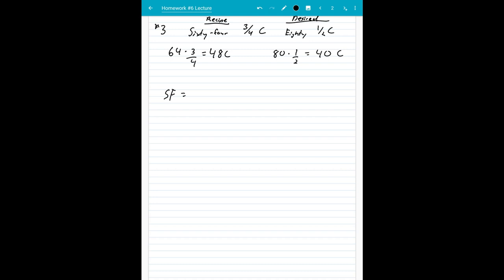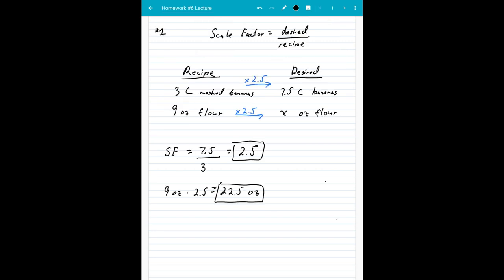Now what we need to do is go ahead and divide it out. So our desired over our recipe. They're both in cups, right? They're both in cups, so we're set. 40 divided by 48 ends up making, this question's a multiple choice question, you get to choose one, 0.83. It'd be 0.83 repeating, but 0.83 is close enough. Now notice that scale factor is lower. The other one we had a scale factor of 2.5.